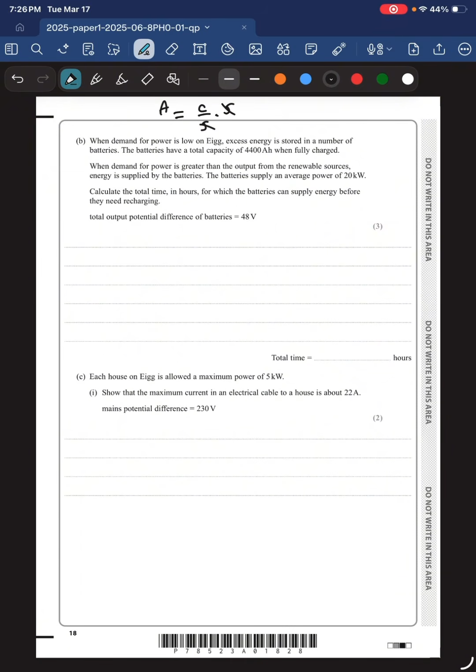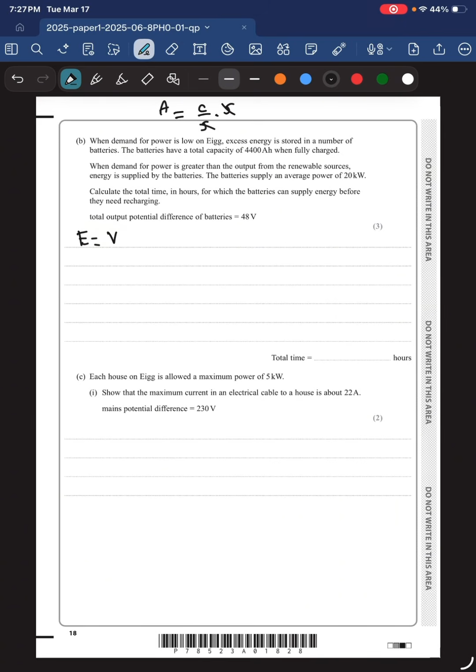When demand for power is greater than the output from the renewable sources, energy is supplied by the batteries. The batteries supply an average power of 20 kilowatts. Calculate the total time in hours for which the batteries can supply energy before they need recharging. And they give you the total output potential difference of batteries as 48 volts. Okay, so let's do this step by step.